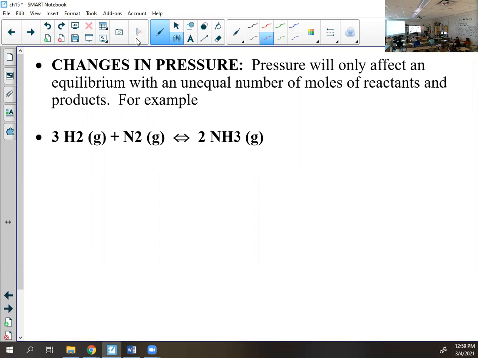Okay, so look up here. It has to be an unequal number of moles, and it has to be a gas, because pressure doesn't affect a liquid or a solid or aqueous. It only affects gases. So the first thing to see if this change will even matter to the reaction is we add the moles of reactants. 3 plus 1 is 4. And then this only has 2.